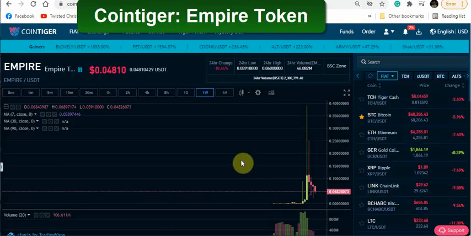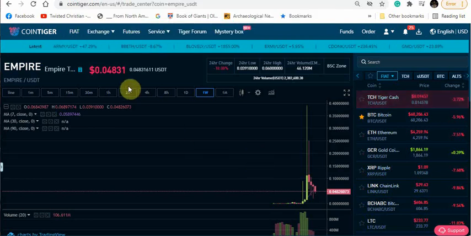Now, Cointiger is the one that has Empire. That is the coin that is supposed to, when it hits 4 cents, eventually start to skyrocket from there. Well, it actually hit 0.039 cents. And this is the second time of that particular prophecy.